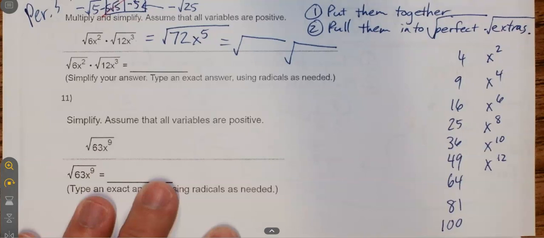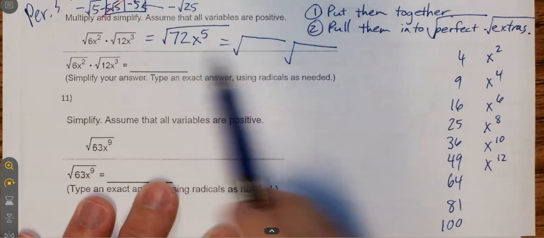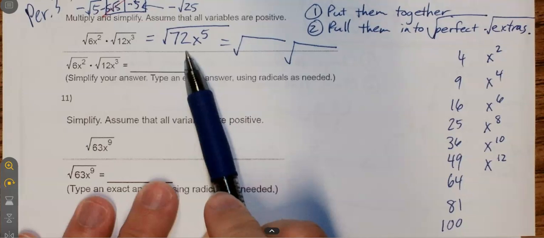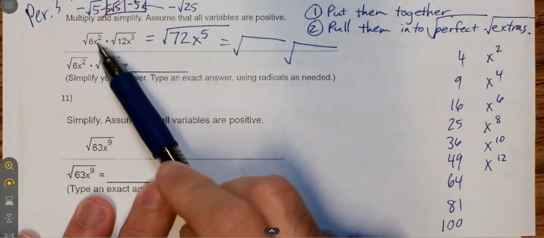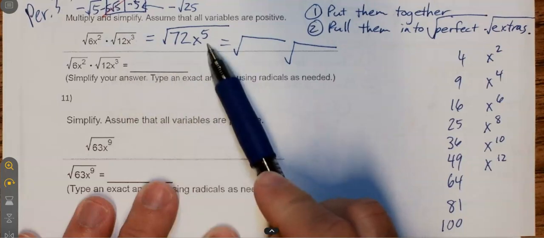Okay. Yesterday, before we left, we put them together. So we did step 1. We multiplied them together. 6 times 12 is 72. X squared times x cubed is x to the 5th. So that was step number 1, checked off the list.